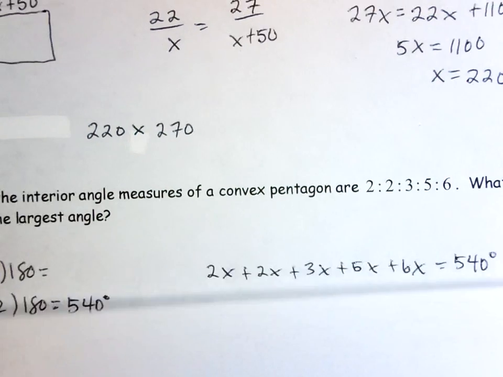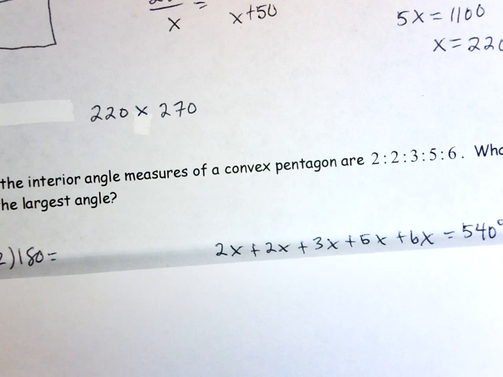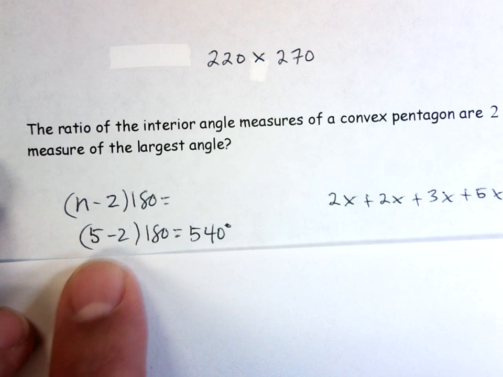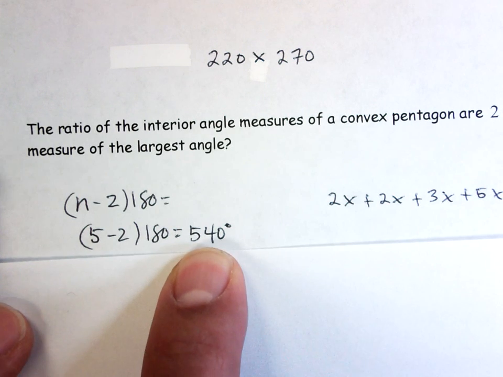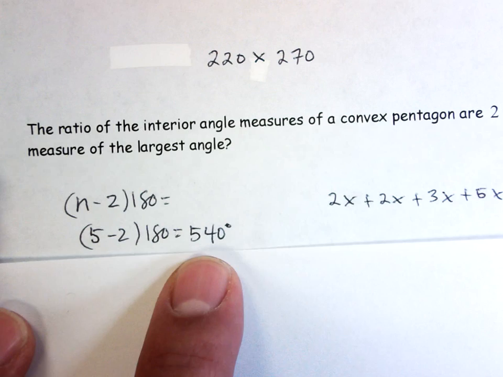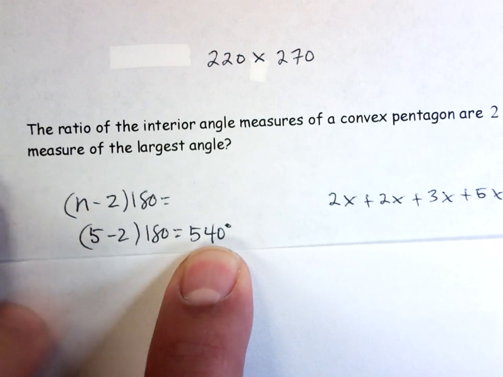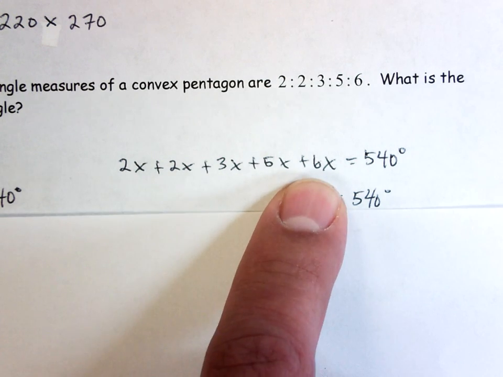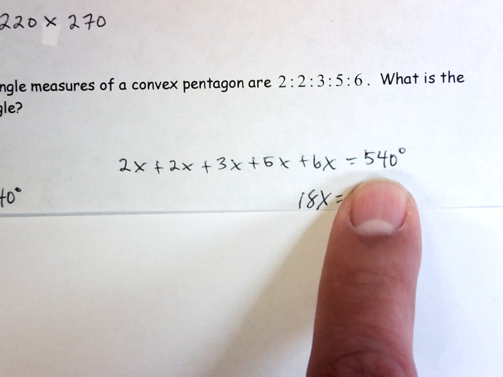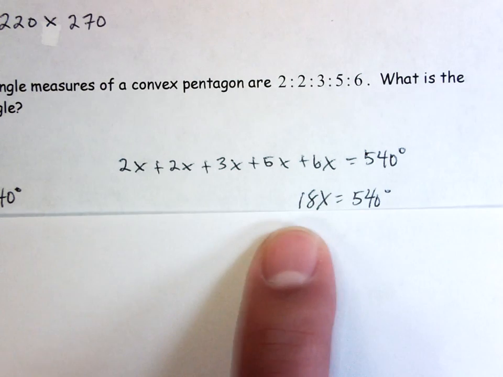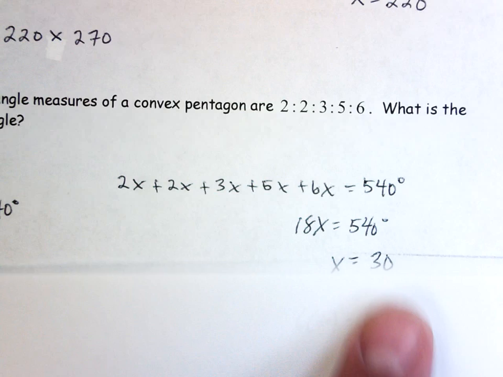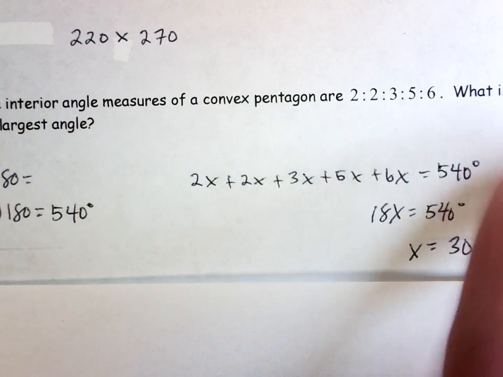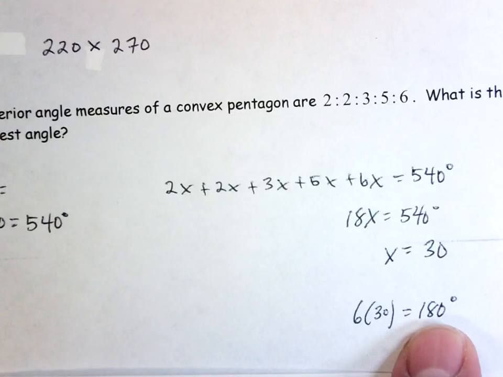Now, if it's a pentagon, what does my interior angle sum need to be? Again, I go back to my formula. It has 5 sides, so 5 minus 2 times 180 is 540 degrees. If I add up all my interior angles, it has to equal 540 degrees. So I take 2x plus 2x plus 3x plus 5x plus 6x and set it equal to 540 degrees. Then 18x equals 540, so x equals 30. It asks me to find the measure of the largest angle. My largest angle is 6x, 6 times 30, 180 degrees. That's all I got.